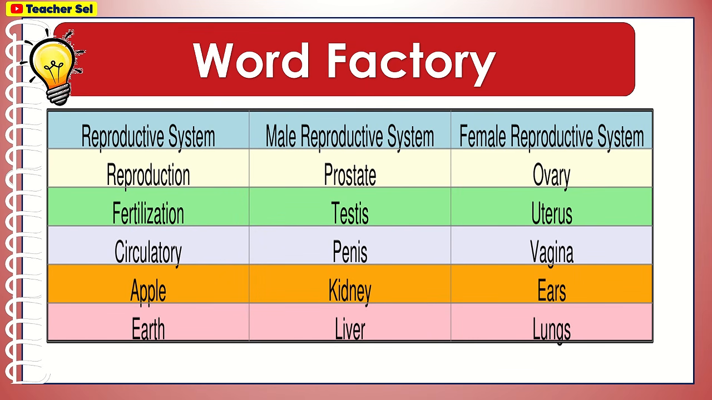Here are the words: reproductive system, reproduction, fertilization, circulatory, apple, earth, male reproductive system, prostate, testis, penis, kidney, liver, female reproductive system, ovary, uterus, vagina, ears, and lungs.